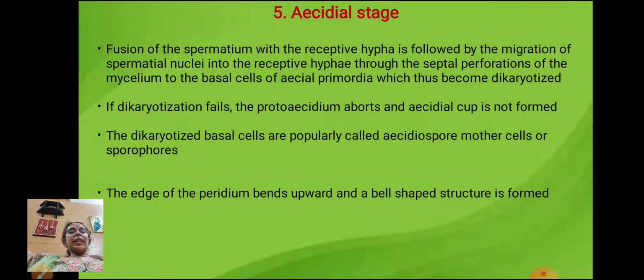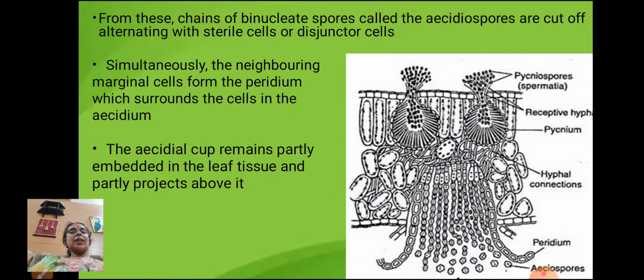The edge of the peridium forms the wall of the Aecidial cup. It bends upwards and forms a bell shaped structure. You can see the bell shaped structure of the Aecidium. In this diagram, you can see a chain of binucleate spores emerging out, and these are the aeciospores, which are cut off alternating with the disjunctor cells or the sterile cells. Simultaneously, the neighboring marginal cells form the peridium which surrounds the cells in the Aecidium. The Aecidial cup remains partly embedded in the leaf tissue and partly projects above it.